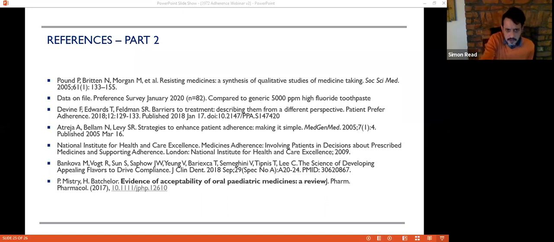Okay, another one here. How important is it for a pharma company to make medicine palatable in order to have adherence?